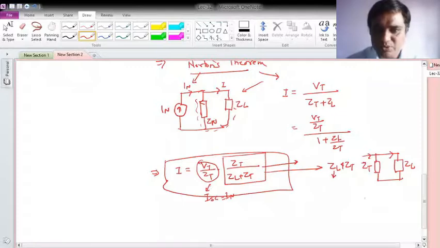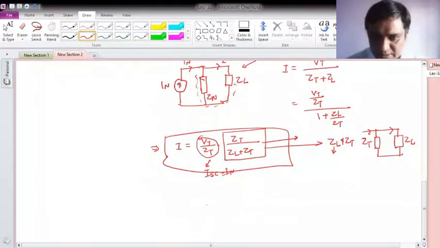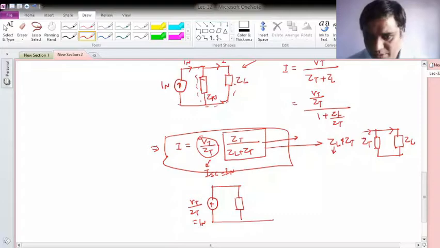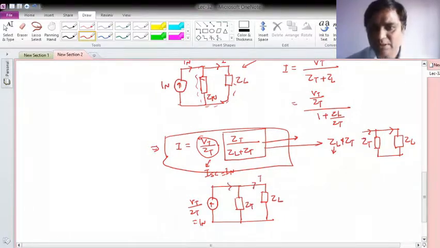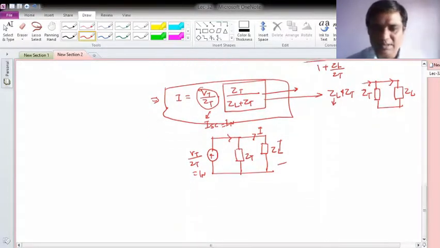Okay, so this way also I can write, and the equivalent Norton's network will be like this, whose magnitude will be Vt by Zt, or I can call it the short circuit current. Then in parallel with it is the equivalent impedance Zt, and then the load impedance ZL connected with it. Okay, and I'm interested to compute this I or this voltage also. Okay, let us take one example on it.